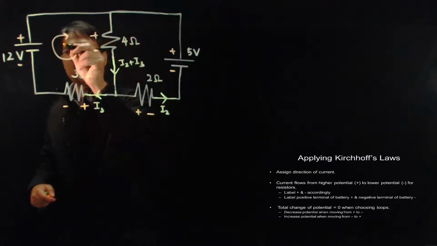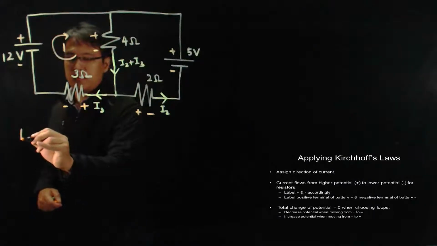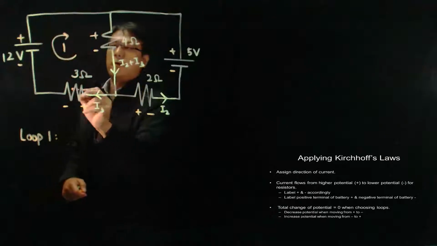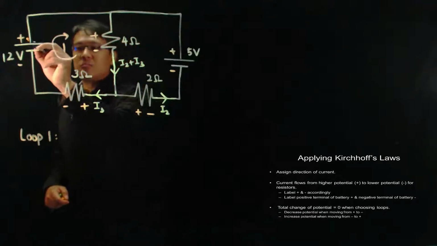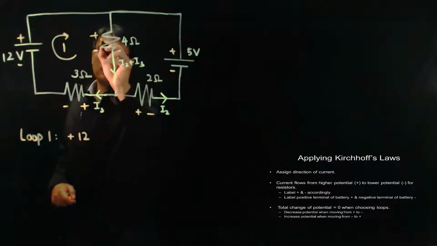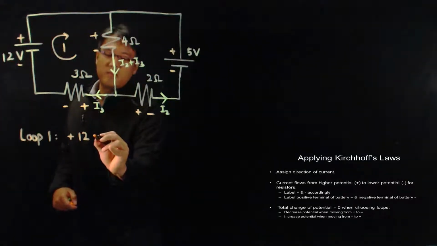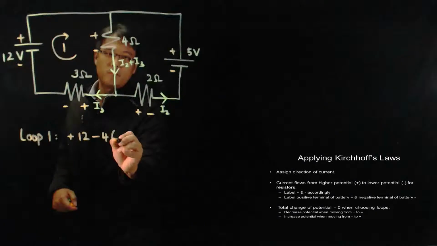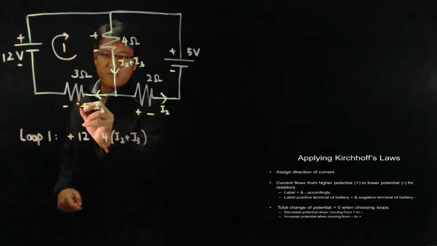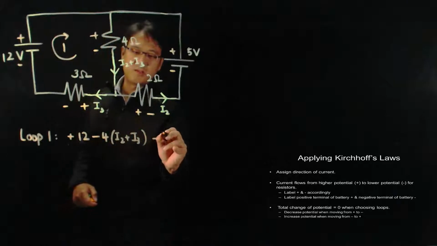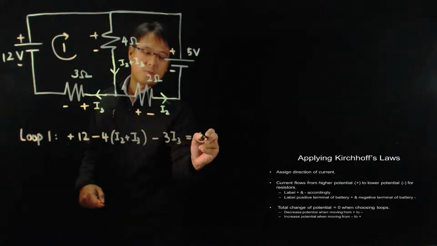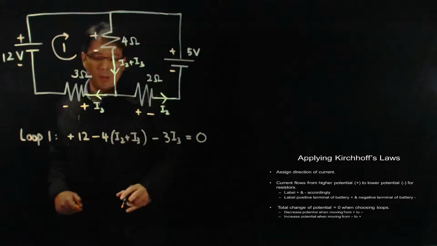Let's choose this as our first loop. Let's call it loop 1. Travel around this loop. We know that when we encounter a minus to plus, that's an increase in potential. Plus to minus, that's a decrease in potential. Plus to minus, a decrease in potential again, minus 3 times I3. Total change in potential equals 0.